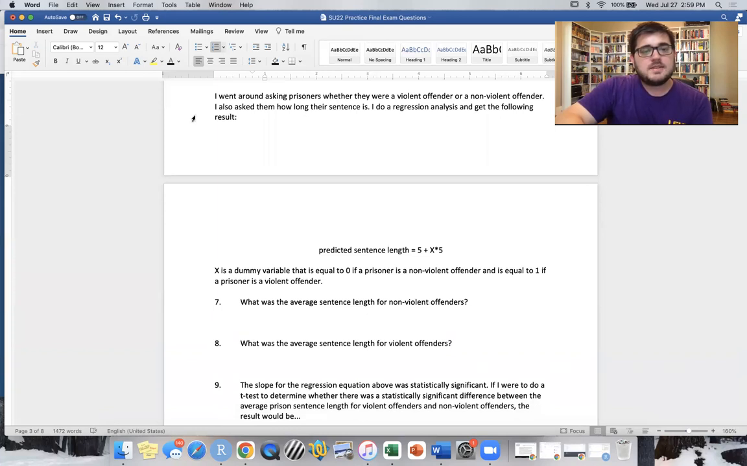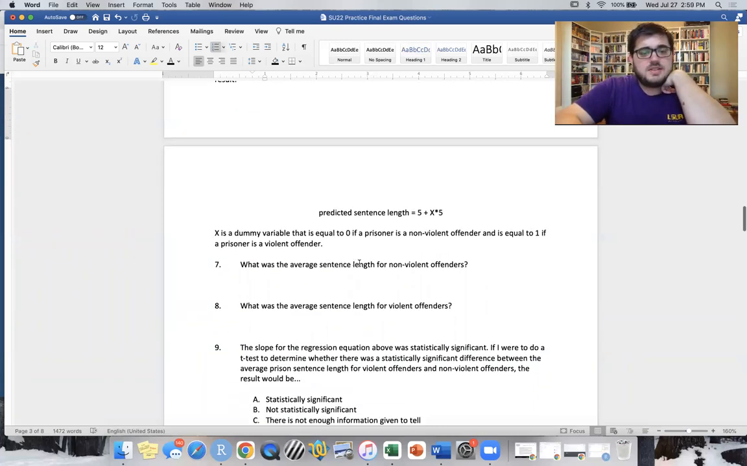I went around asking prisoners whether they were a violent offender or a non-violent offender. I also asked them how long their sentence is. I do a regression analysis and get the following results. Predicted sentence length equals 5 plus x times 5. X is a dummy variable that is equal to 0 if a prisoner is a non-violent offender, and it's equal to 1 if a prisoner is a violent offender.